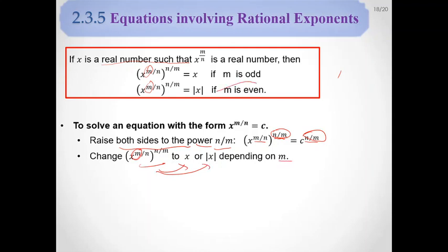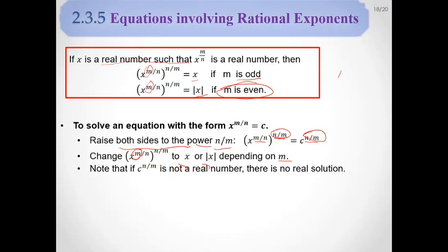So you see here, if m is even, we have absolute value. If m is odd, we have x. And of course, c to the n over m should be a real number. If it is not, then there's no real solution.